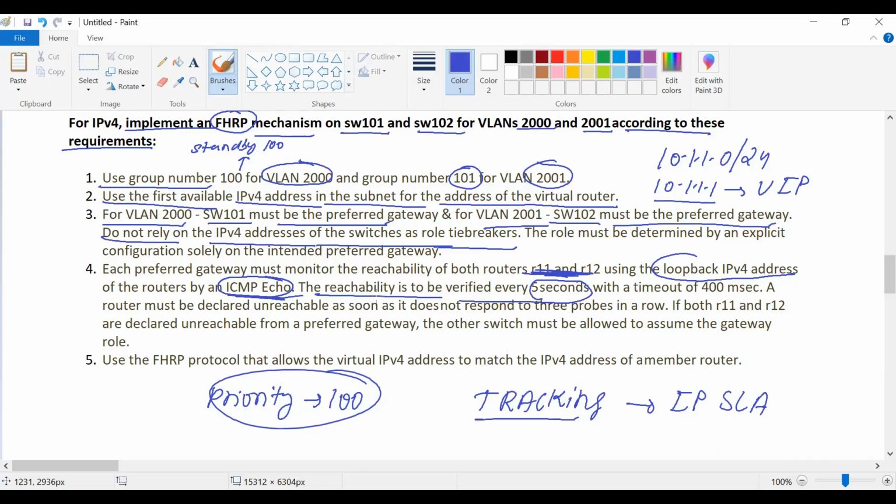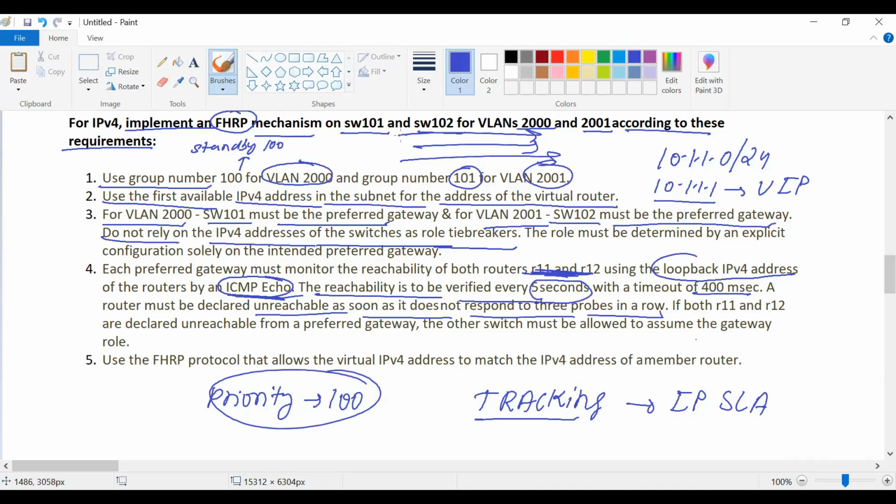With a timeout of 400 milliseconds. In 400 milliseconds, you should get a response. A router must be declared unreachable as soon as it does not respond to 3 probes in a row. It means you send the first probe, second probe, and third probe, and you didn't get a reply from the router. It means your router is down.